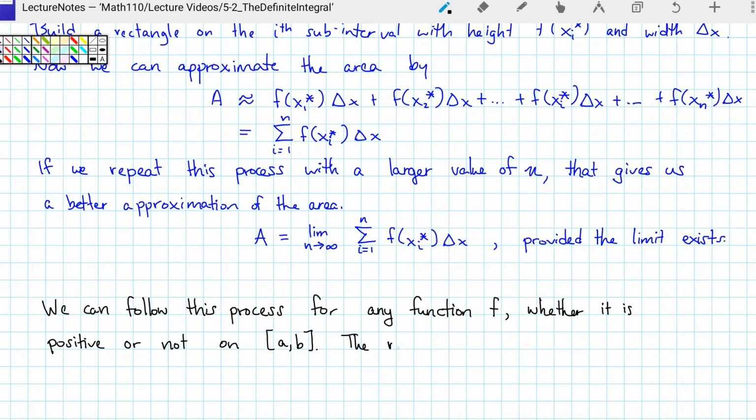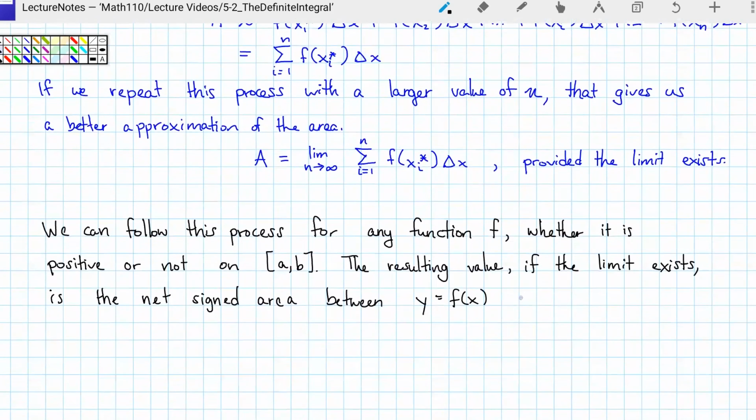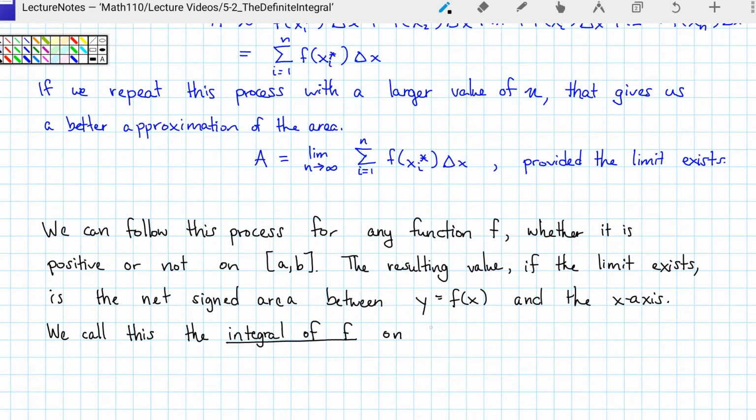Okay, and then the resulting value we get from this, if the limit exists, is the net signed area between the graph y equals f of x and the x-axis. And we call this the integral of f on the interval from a to b.